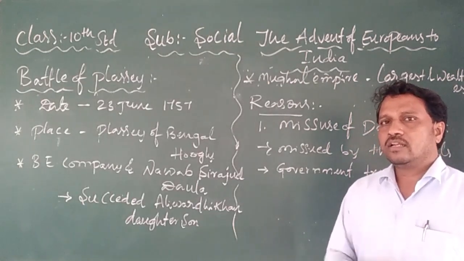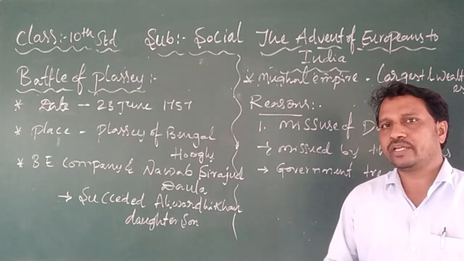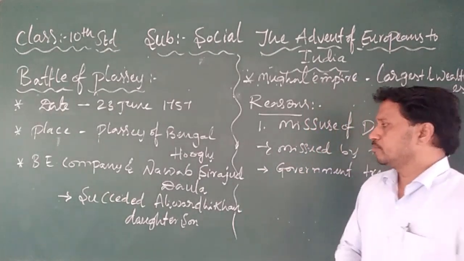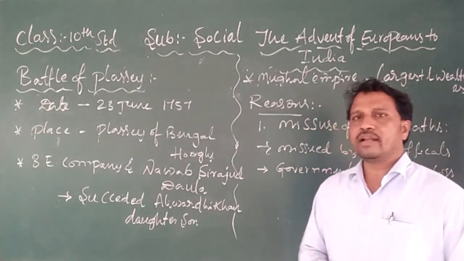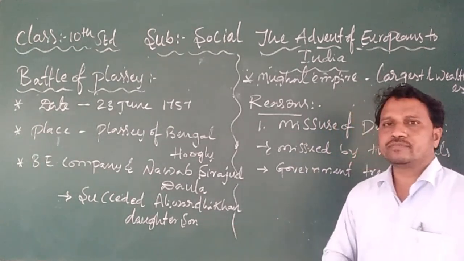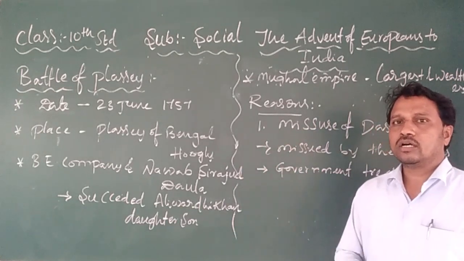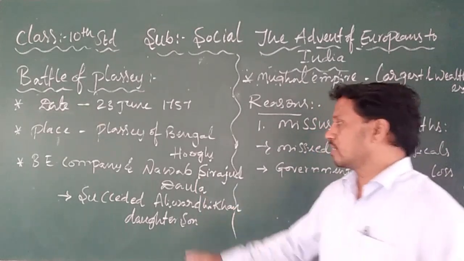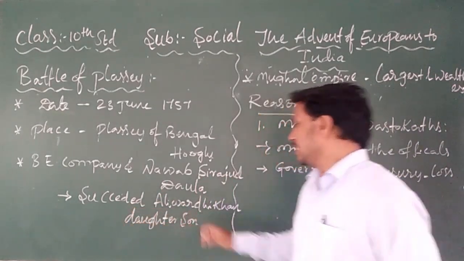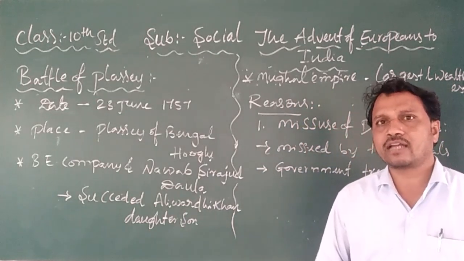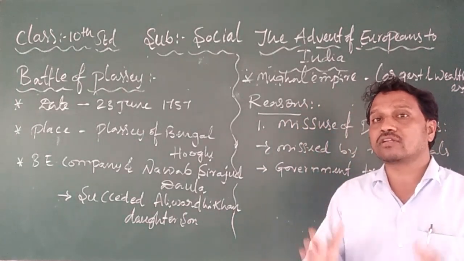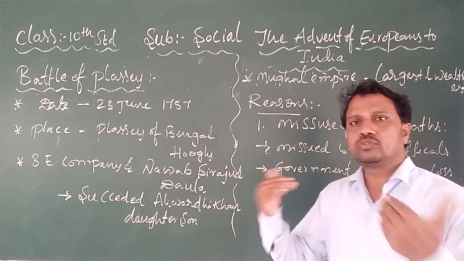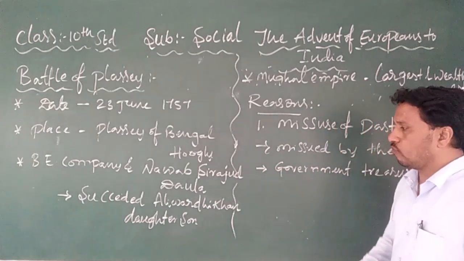Before continuing with the war, let's discuss the Nawab of Bengal. After the ruling period of Ali Wardi Khan ended, the next person to succeed to that province as Nawab was Siraj ud-Daulah. Siraj ud-Daulah succeeded Ali Wardi Khan. So who is Ali Wardi Khan? Ali Wardi Khan was the grandfather of Siraj ud-Daulah. So Siraj ud-Daulah came to the throne after the rule of Ali Wardi Khan ended.